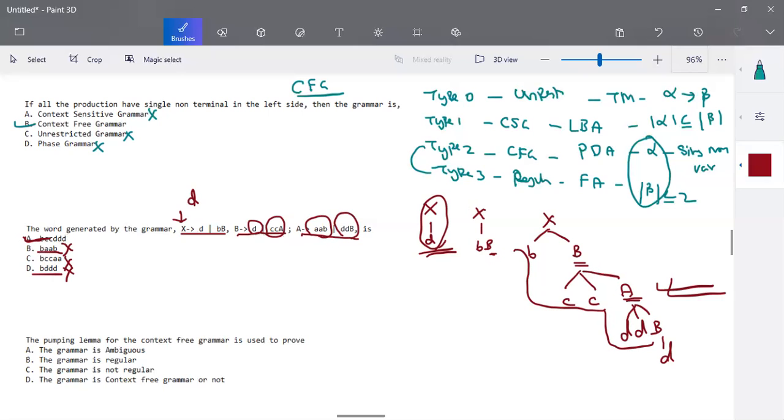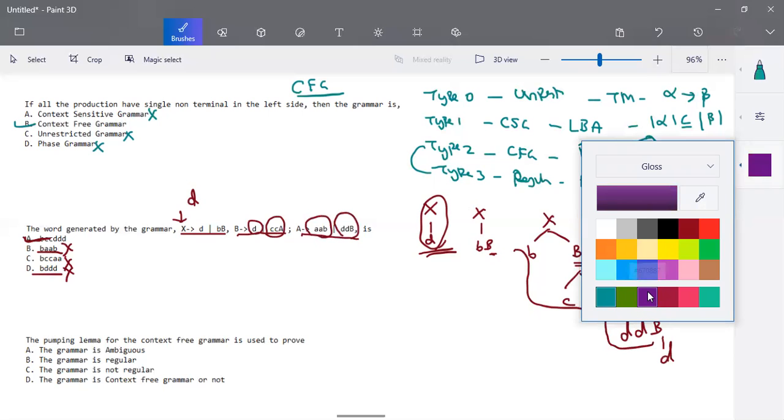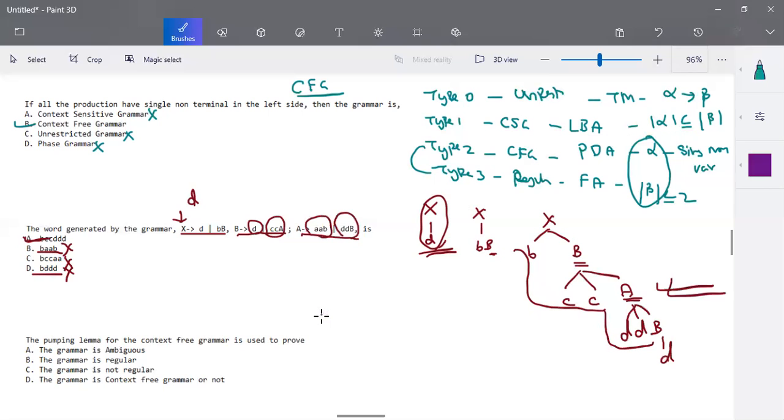Okay, and the last question is: pumping lemma for the context-free grammar is used to. We actually know we have a pumping lemma, and it is going to define the rules. You have two different pumping lemmas. One is for regular grammar, another one is context-free grammar. So it is going to prove whether the given language is regular or not. And similarly, when it is for context-free grammar, it is going to give the set of rules to prove that the language comes under a context-free grammar or not.